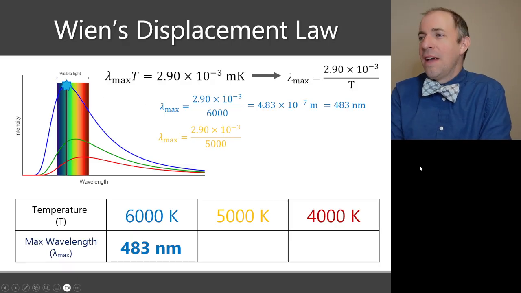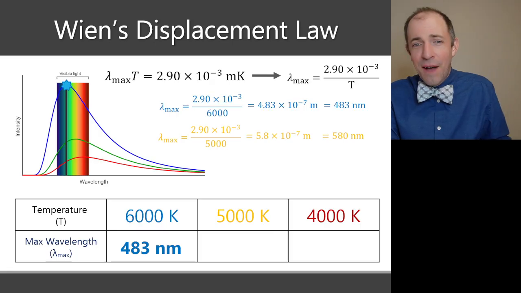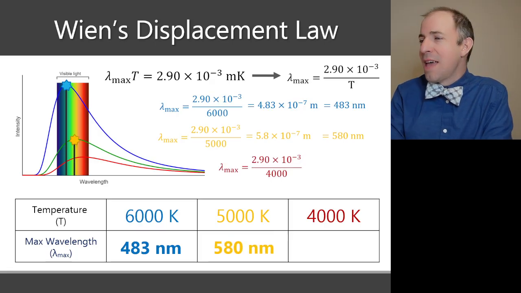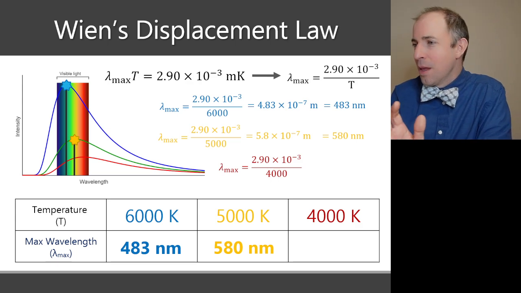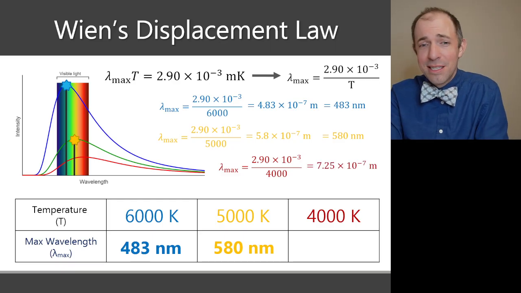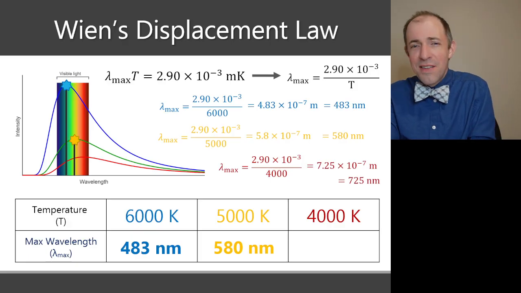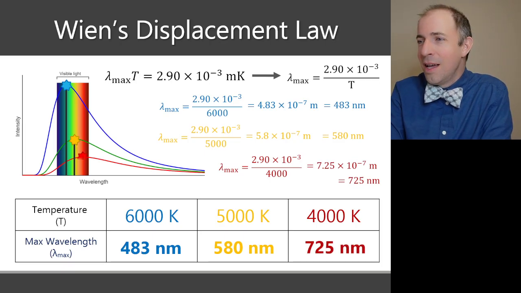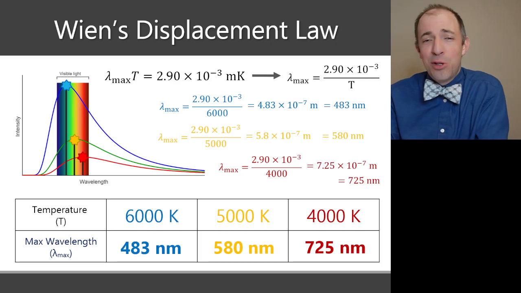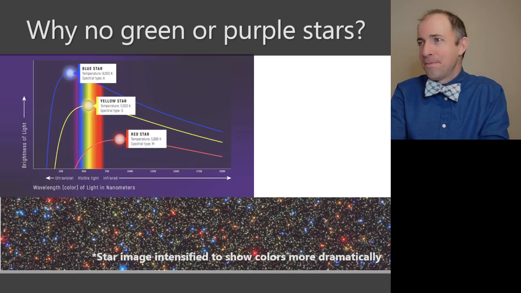Let's look at these other ones. If I divide by 5,000, I get 5.8 times 10 to the minus 7, which is 580 nanometers. That shows up as kind of a yellowish star. And then lambda max has 2.9 times 10 to the minus 3 divided by 4,000. That gives me 7.25 times 10 to the minus 7th, which is 725 nanometers. That is a red star. So our coldest stars match the wavelength of red light, and our hottest stars match the wavelength of blue light.